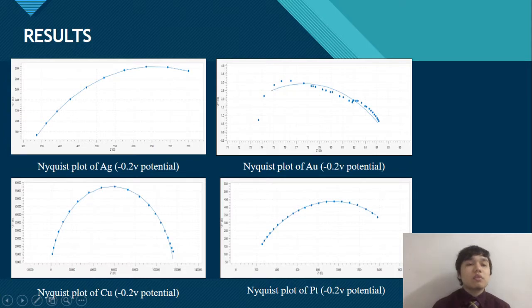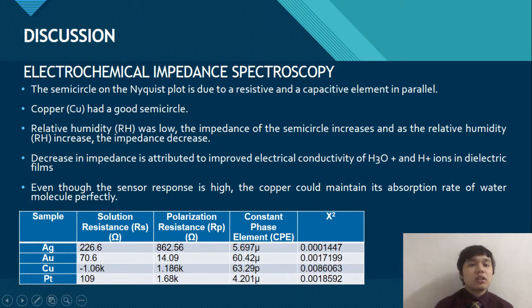This is the Nyquist plot of each sample, which are silver, gold, copper, and platinum. These results are obtained in the electrochemical impedance spectroscopy. The semicircle on the Nyquist plot is due to a resistive and capacitive element in parallel. Copper shows a good semicircle. This is because the relative humidity was low. The impedance of the semicircle increased, and as the relative humidity increased, the impedance decreased. The decrease in impedance is attributed to improved electrical conductivity of H3O+ and H+ ions of the dielectric films.